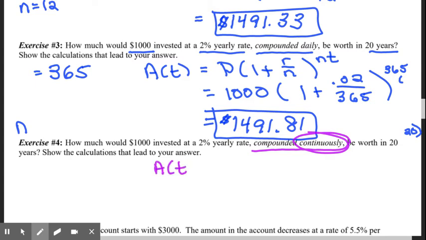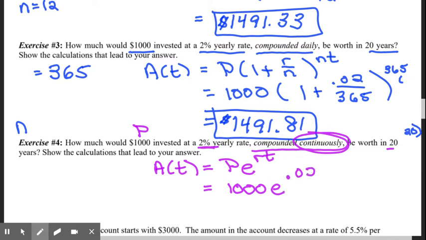A of t, we call it PERT, P times e to the rt. r and t are exponents. Here's our P. Our rate is 0.02. That hasn't changed. 20 years. So 1,000 times e, exponent is 0.02, and time is 20. And because this isn't just a plain number, I will show you how to put this in your calculator.